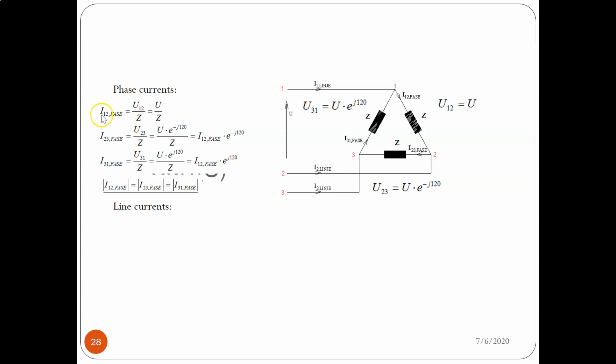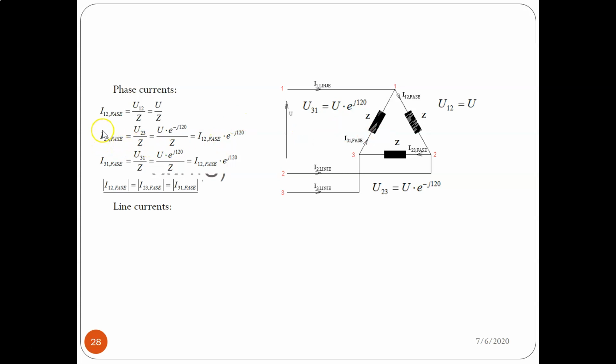So we can have the current of phase 1-2, and it is this one. As we know, we have a voltage U12 equal to U, and the rule here is that the vector is pointing toward 1 from 2, U12, and the current is just opposite. So it keeps the 1-2 number, but the current comes opposite, as we can see here. We can then represent that current with U divided by the impedance Z.